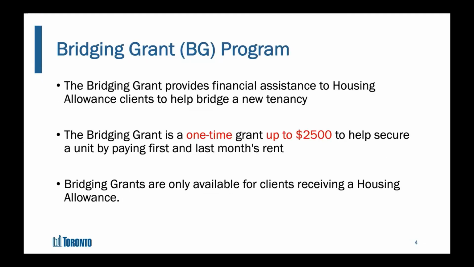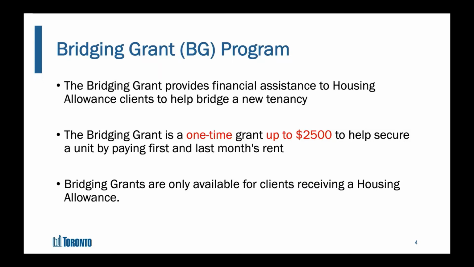Okay, so the Bridging Grant Program. With these 50 housing allowances, we also made bridging grants available for clients. A bridging grant provides financial assistance to housing allowance clients to bridge a new tenancy. The bridging grant is a one-time grant up to $2,500, and it helps to secure a unit by paying for first and last month's rent.